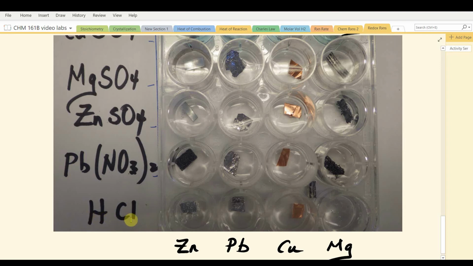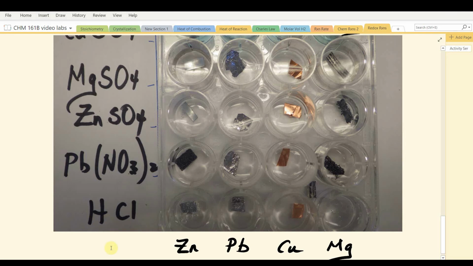Hydrogen ion is below zinc and magnesium on the activity series. It's also below lead, but only slightly so. The voltages are almost the same, and so this would be an extremely slow reaction of lead dissolving and reducing hydrogen ion to hydrogen gas. Copper sits below hydrogen on the activity series and should not, therefore, be able to reduce hydrogen ion.